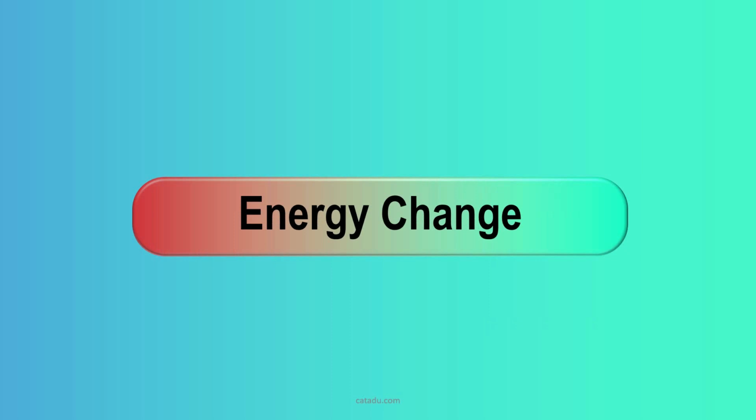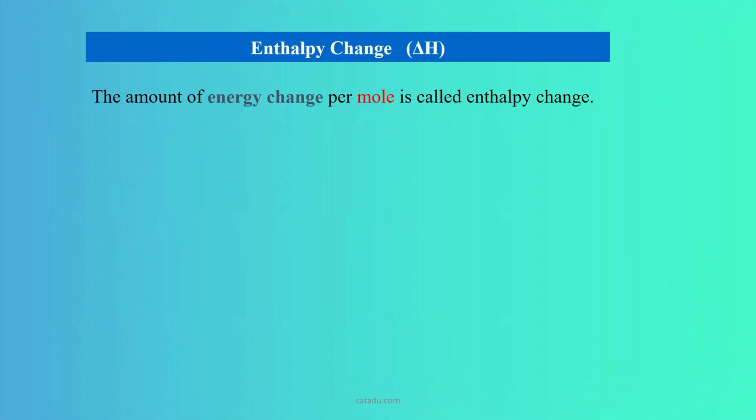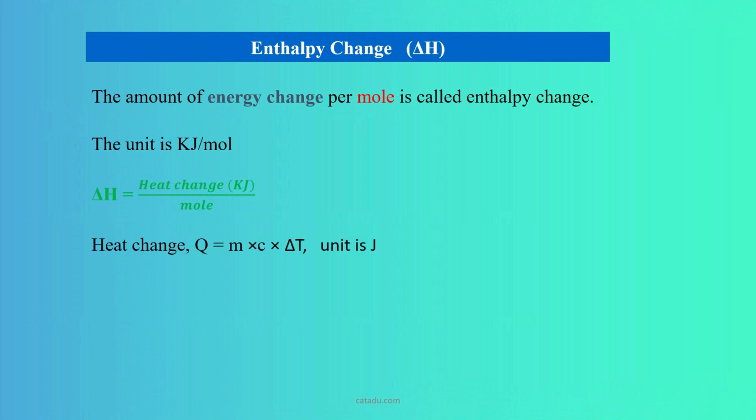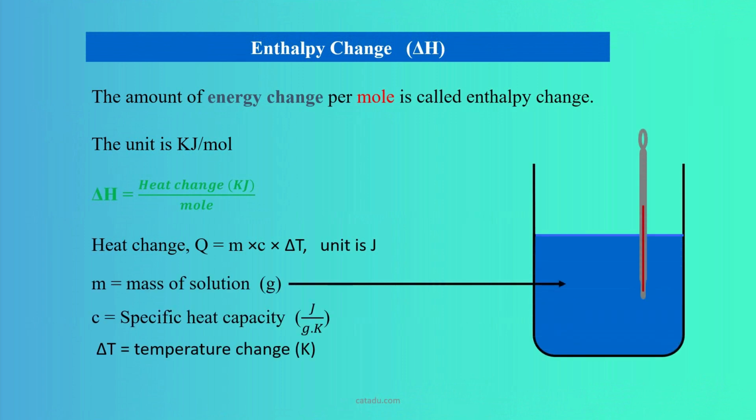Enthalpy change. The amount of energy change per mole is called enthalpy change. The unit is kilojoule per mole. Delta H is equal to heat change per mole. This is the mathematical definition. Here Q is equal to mc delta T. Q is the heat change, m is the mass of the solution, c is specific heat capacity, and delta T is the temperature change.